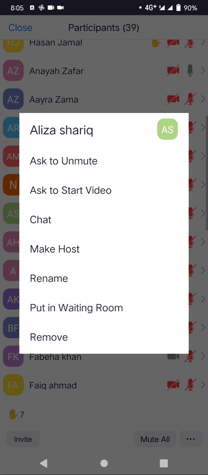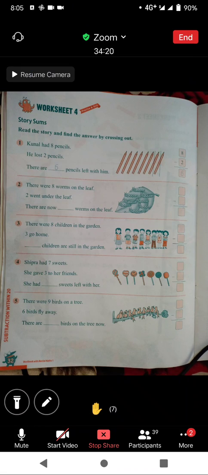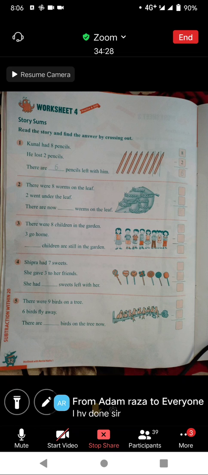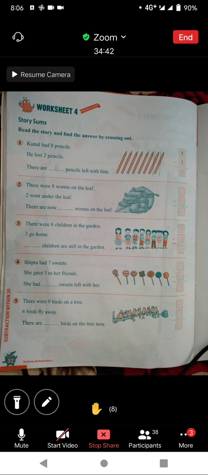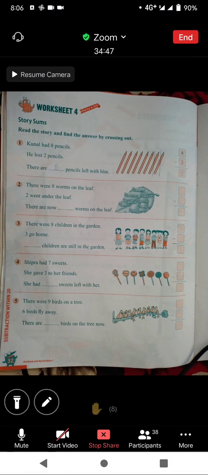Okay, Aliza Sharik. Yes, tell me the clues which I have told you just now. Tell me the words. Left, give away, yes, used for subtraction. More is used for comparison. Very good.